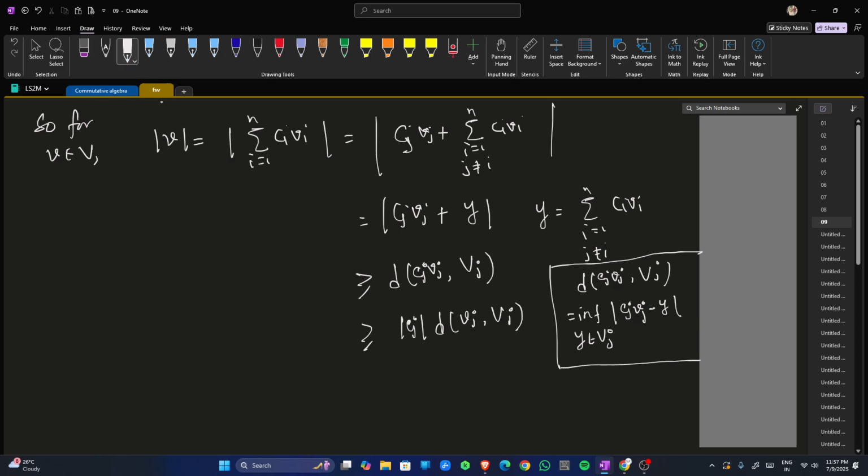So I am saying that if Cj is 0, then it is anyway 0. So this equality holds. If Cj is not 0, I can pull it outside. Now, so I have this, right?